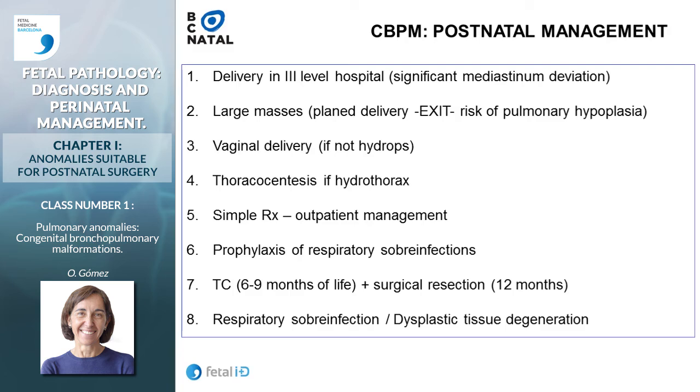In those cases not associated with hydrops, a vaginal delivery can be performed, and if the neonate is asymptomatic, expectant management and outpatient management are considered, with surgical treatment being deferred to a later stage. It is generally accepted to propose surgical resection electively if the lesion is visible using imaging techniques around the year of life, to avoid future respiratory infections and the potential risk of degeneration of the dysplastic tissue. Elective surgery also allows for a thoracoscopic approach, a technique more difficult to apply if there are secondary adhesions due to respiratory infections.